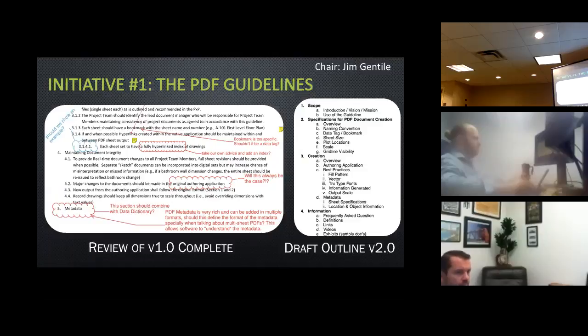And so the scope and overview, really we're talking about, again, maintaining document integrity, how it gets created, vector alignments. What are some of the other big points that have come up on the guidelines that you deal with, Alan? Caught me off guard. Yeah, sorry about that.